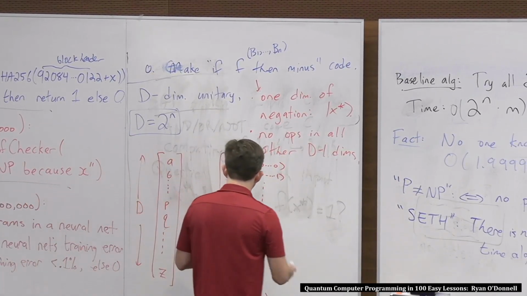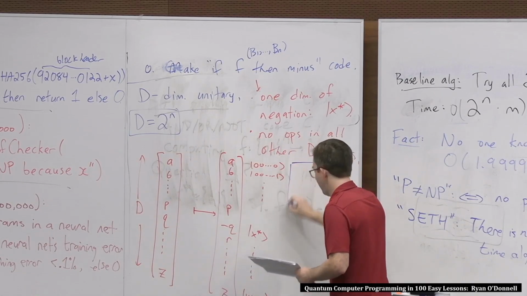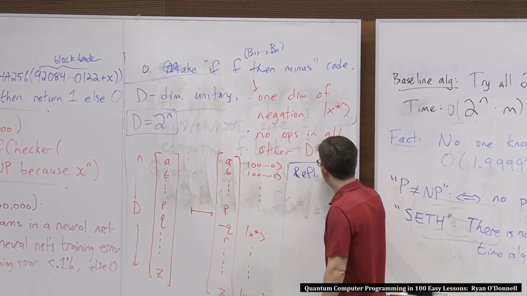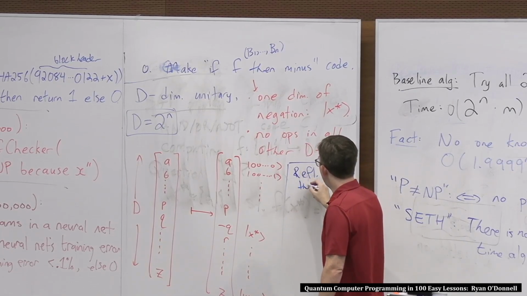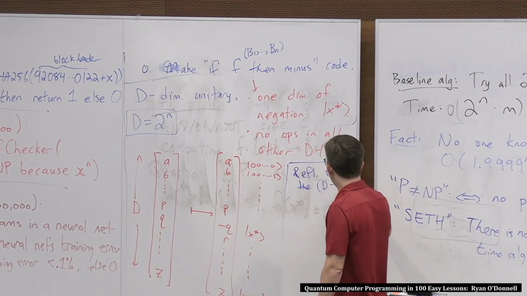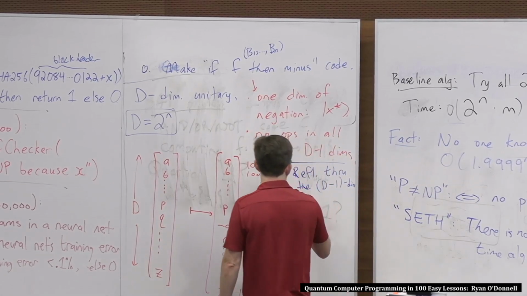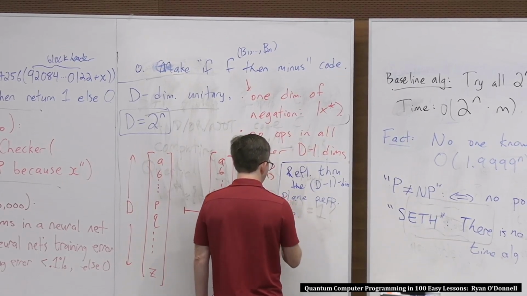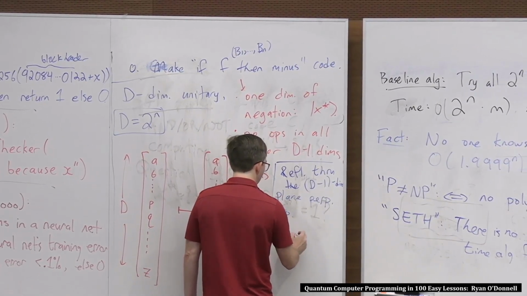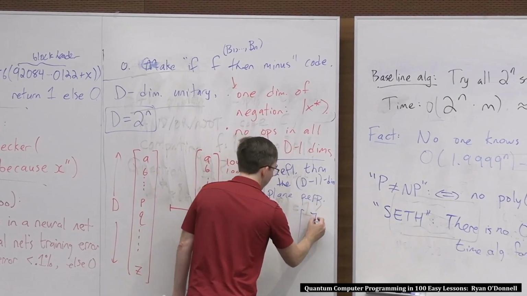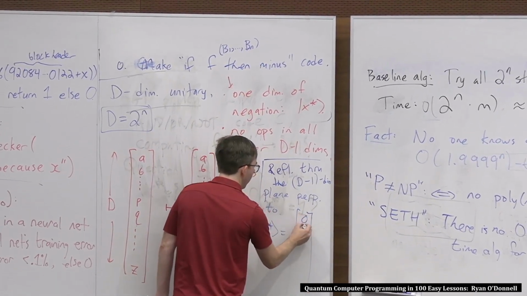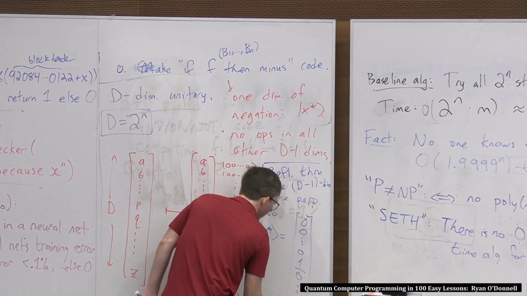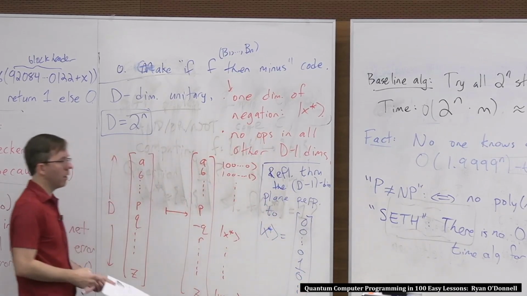Okay, so it's like reflection through the d minus 1 dimensional plane perpendicular to this ket x star. And again, ket x star is this really tall vector that's almost all zeros, except it's got a single 1. And that's in the x star row.